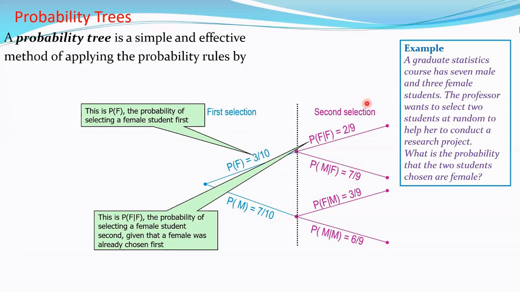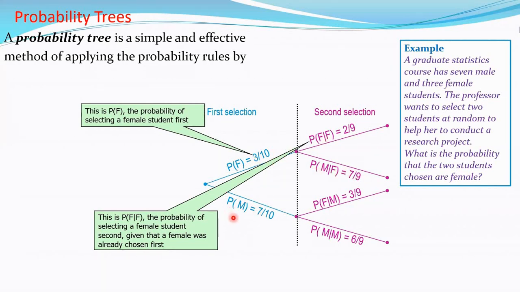Then second selection. We can select either female or male. Now, the second selection depends on the first selection. Now here there are only 9 students for the second selection. If a female student is selected first, then selecting a female second, 2/9. If the first student is female but the second selection is male, there are 7 students, so 7/9.